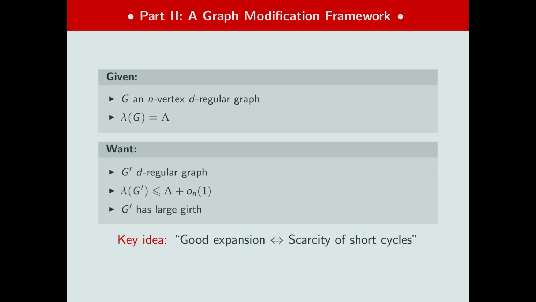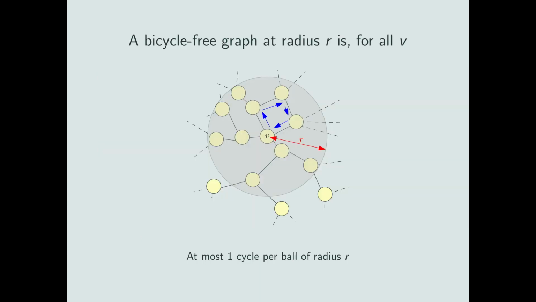The key idea for this construction is that good spectral expansion is loosely connected to the scarcity of small cycles. This will make more sense in a bit. But before we make this more formal, let's define bicycle freeness. A graph is bicycle free at radius r if for all vertices v, there's at most one cycle per ball of radius r. You can look at this picture over here to have an intuition of what that means.